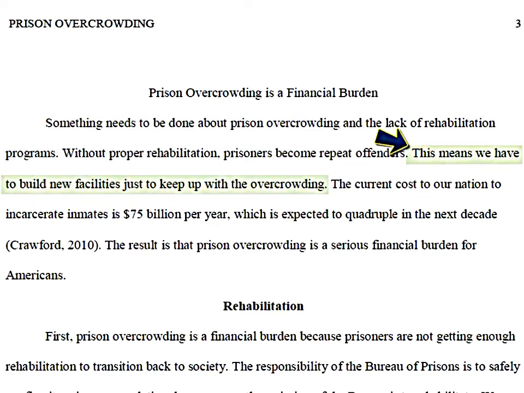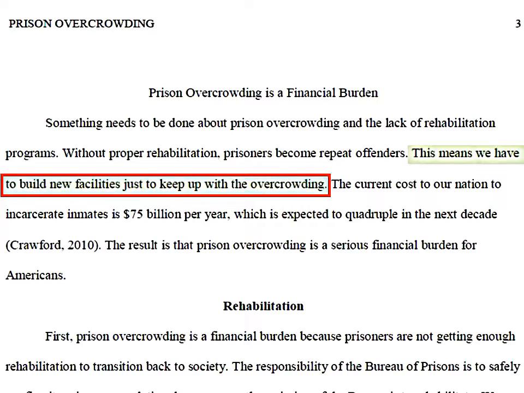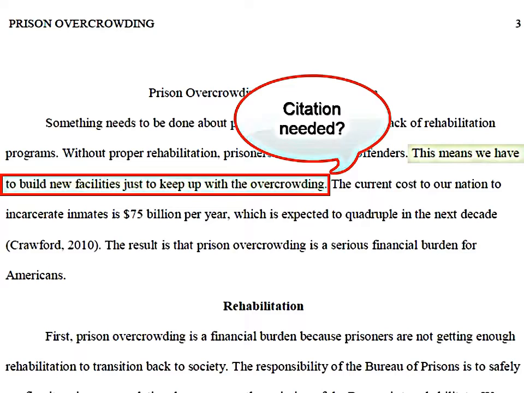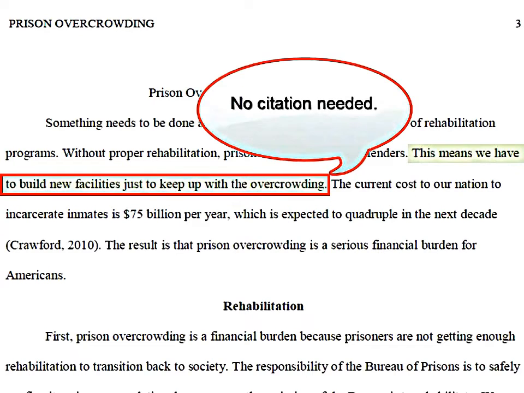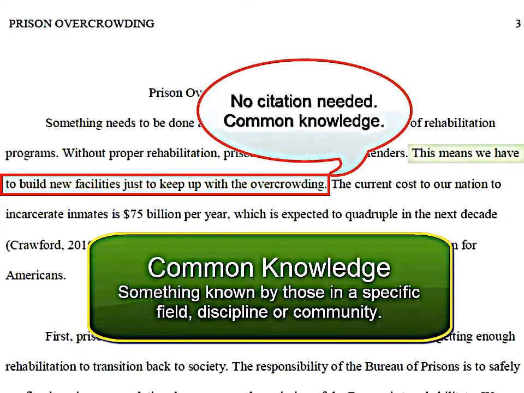Next sentence: "This means we have to build new facilities just to keep up with the overcrowding." Again, these are Jane's words. But this idea is pretty specific and probably not something Jane knew before she began researching the topic. So, does the sentence need a citation? No. And here's why. Common knowledge.